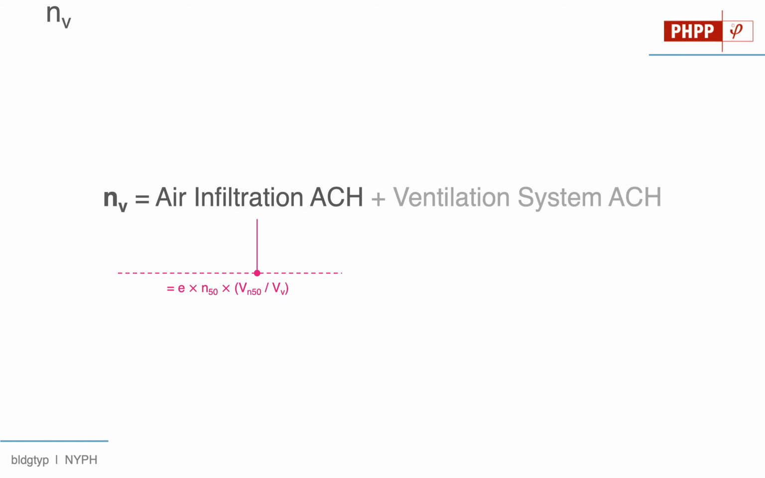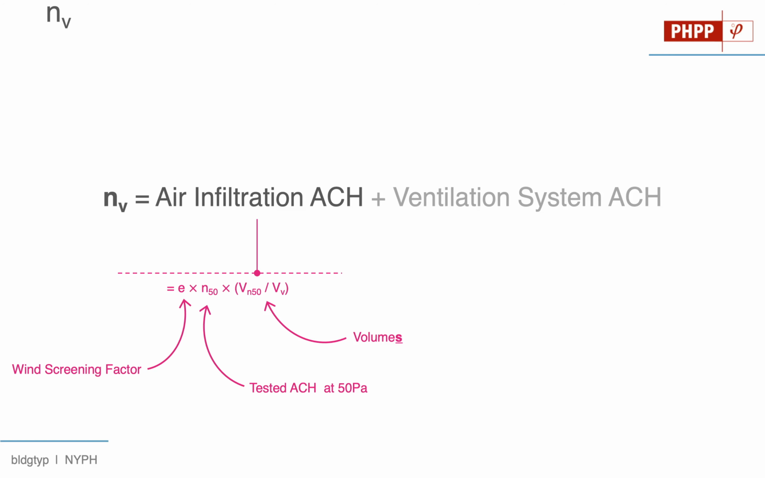Now, we don't need to worry too much about this. Again, we don't really want to concern ourselves with where this comes from. And while it's kind of ugly looking, e times n50 times V n50 over V V, it's actually quite straightforward, made of three pieces. We have e, which in the PHPP is a wind screening factor, some number between 0 and 1, representing how shielded or how screened our building is. And we'll look at what those values might be and how we figure out what those values are.